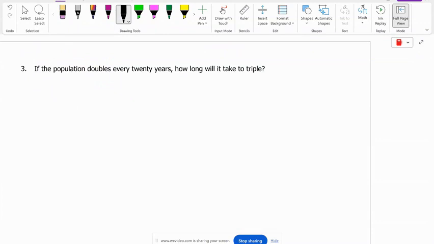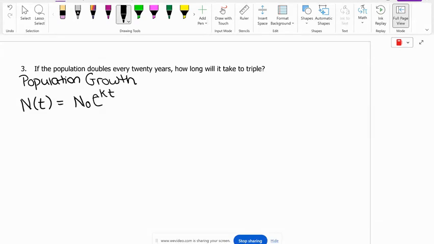Okay, it says, if the population doubles every 20 years, how long will it take to triple? Which formula is this? Population, right? This is population growth. And this formula is N of t is equal to N sub 0 times e raised to the kt power.